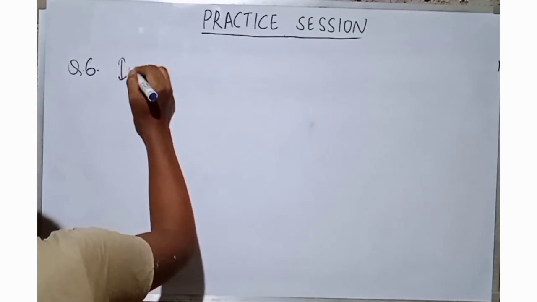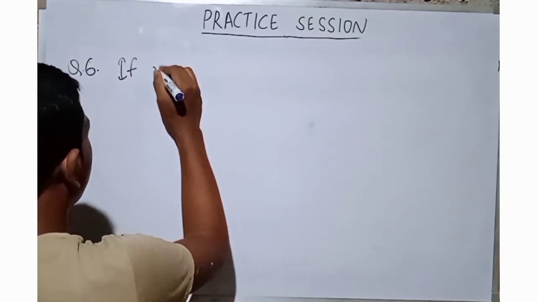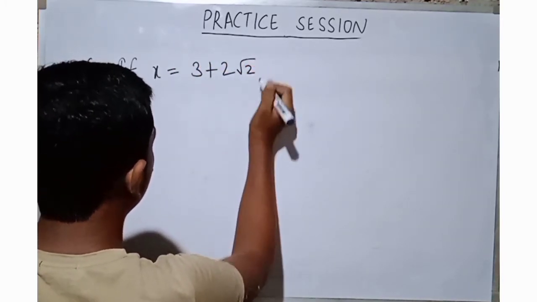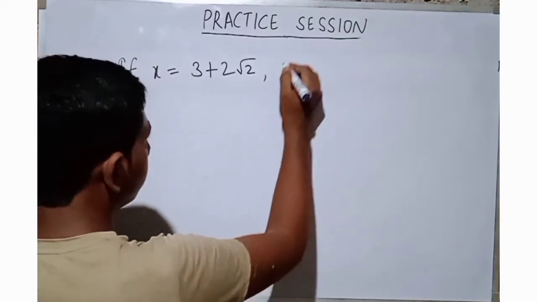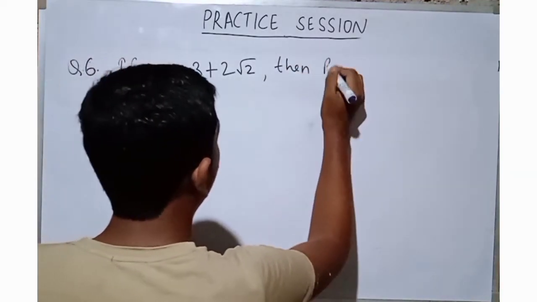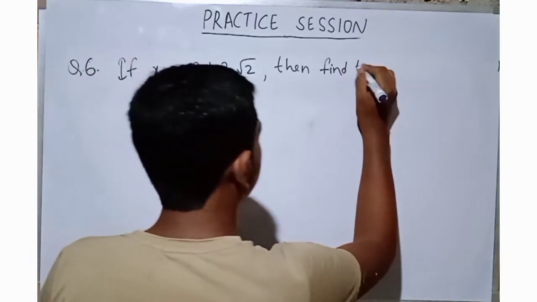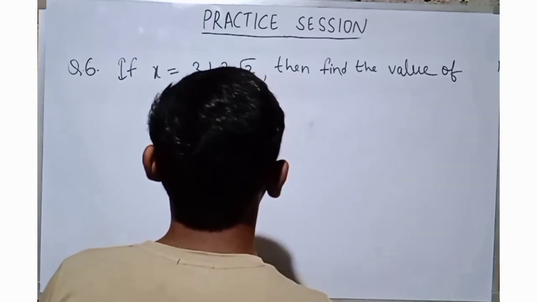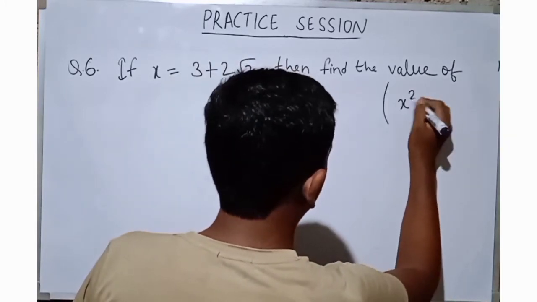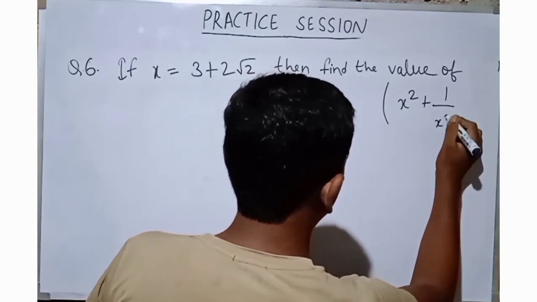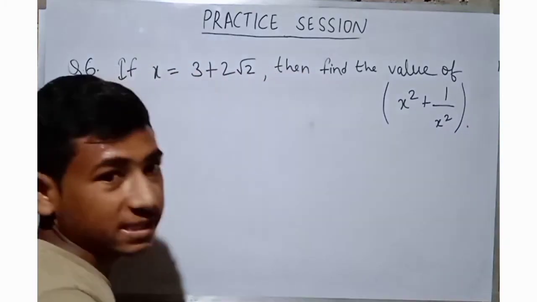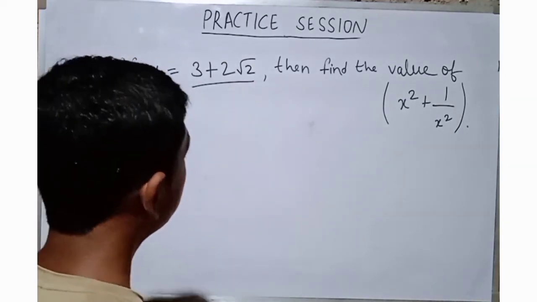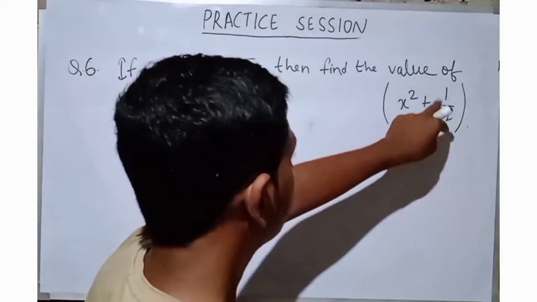So the next question, listen very carefully: suppose x is equal to 3 plus 2 root 2, then find the value of x square plus 1 by x square. So the question is saying that if the value of x is equal to 3 plus 2 root 2, then find the value of x square plus 1 by x square.